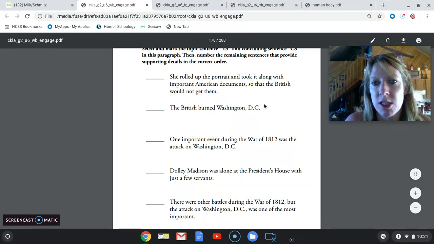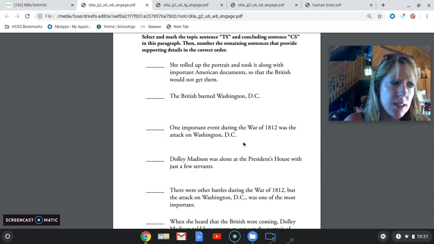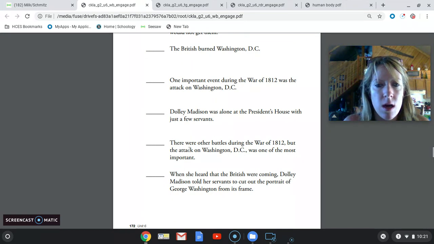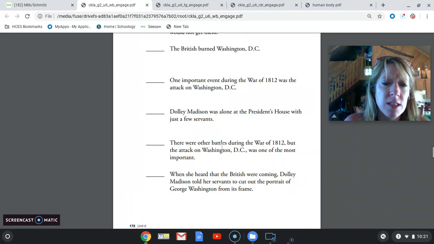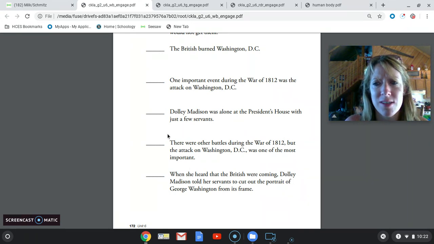The British burned Washington, D.C. One important event during the War of 1812 was the attack on Washington, D.C. Dolly Madison was alone at the president's house with just a few servants. There were other battles during the War of 1812, but the attack on Washington, D.C. was one of the most important. That sounds to me like it's ending it. I'm guessing this might be our concluding, but I'm not sure.